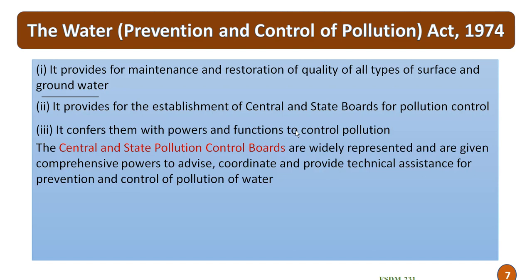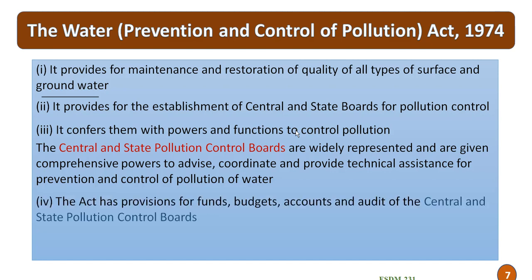Then the central and state pollution control boards are widely represented and are given comprehensive power to advise, coordinate and provide technical assistance for the prevention and control of water pollution. So in all respects, powers are given to the central and state pollution control boards to manage all activities related to water through this law.